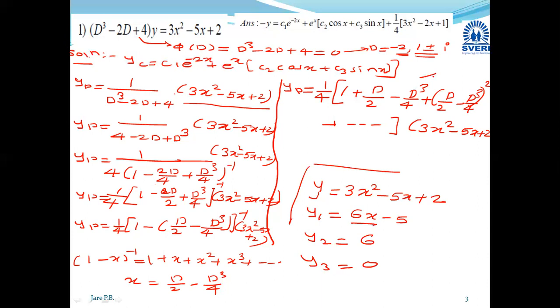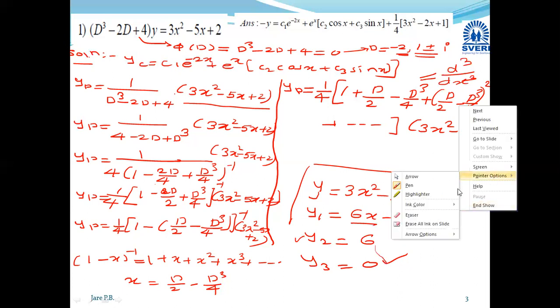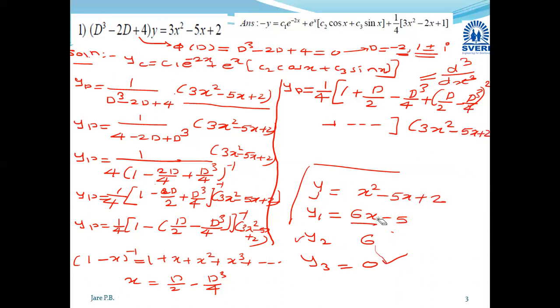The meaning of d cube is d cube by dx cube, the third derivative. The third derivative is 0, so we do not go to the third derivative. We directly find the second derivative, which is 6. So while expanding, we go only up to the second derivative. We solve up to the second derivative.